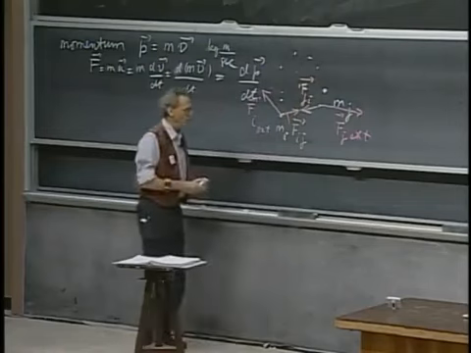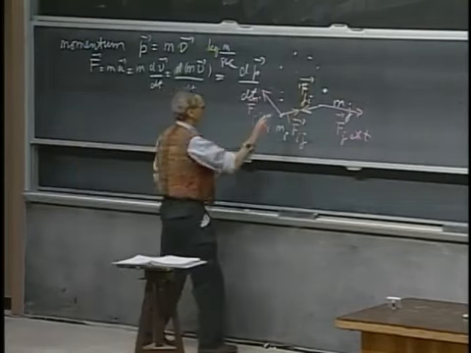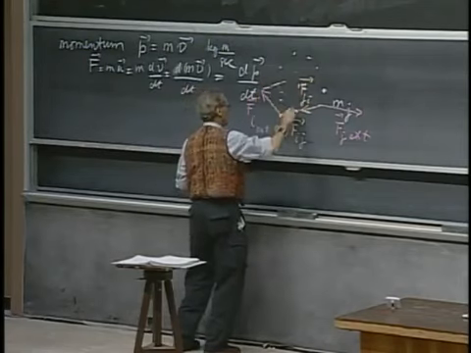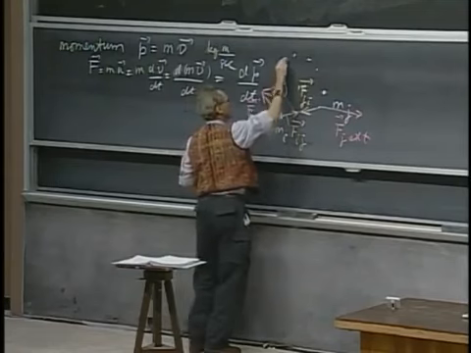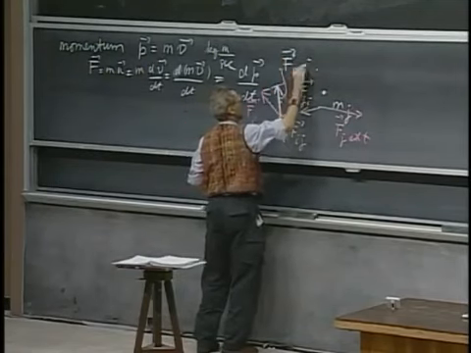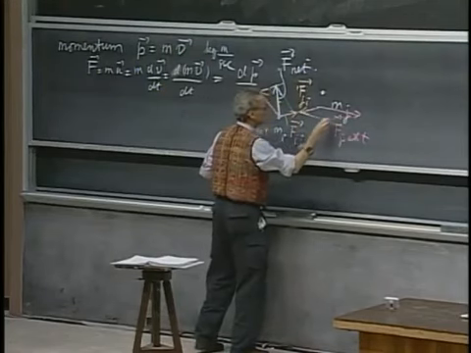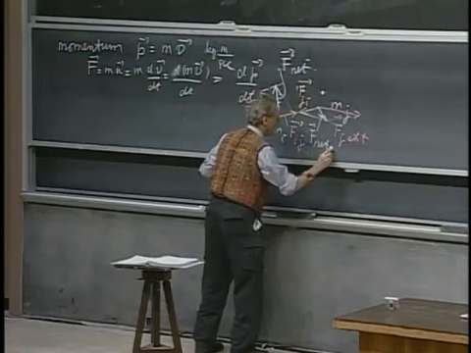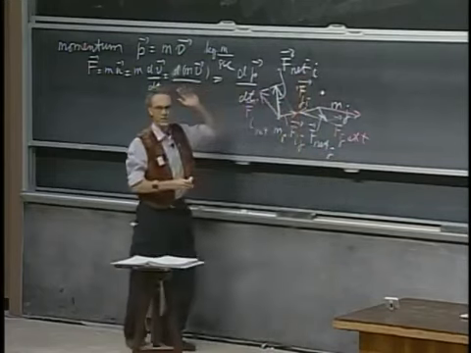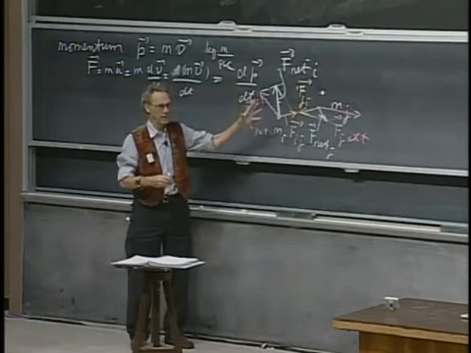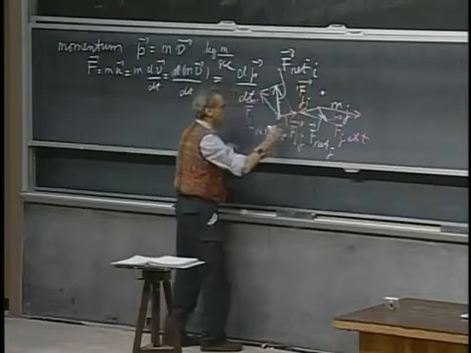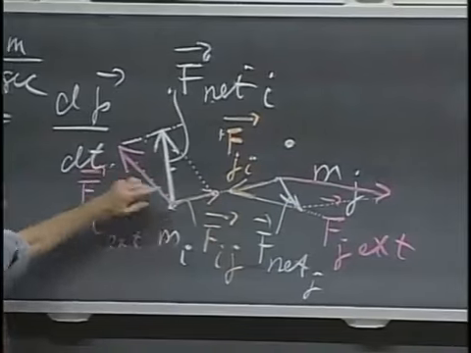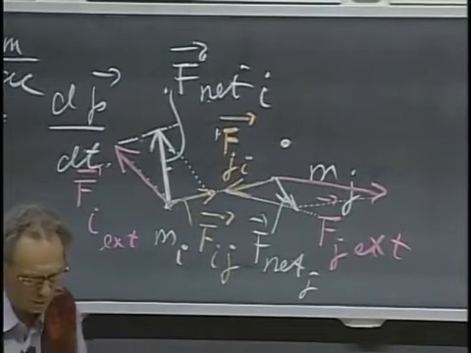If these were the only two forces, then the net force on this particle i would be a force in this direction. This would be F net. And you can do the same here. This would be F net on particle j, and this would be F net on particle i. But since there are zillions of objects here, there are many of these interacting forces, and so I can't tell you what the net force will be. The net force is ultimately the sum of the external force and all the internal forces.